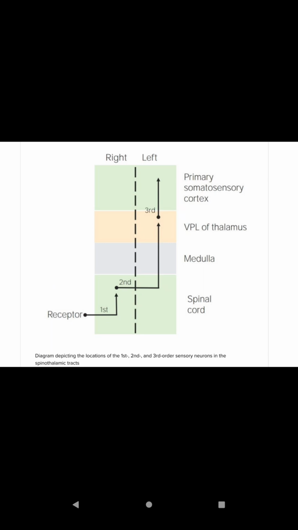So this is a diagram showing the pathway of the spinothalamic tract, and we see here that the decussation occurs at the level of the spinal cord. The decussation occurs at the level of the spinal cord, and we can use S in spinothalamic tract to know that the decussation occurs at the level of the spinal cord.